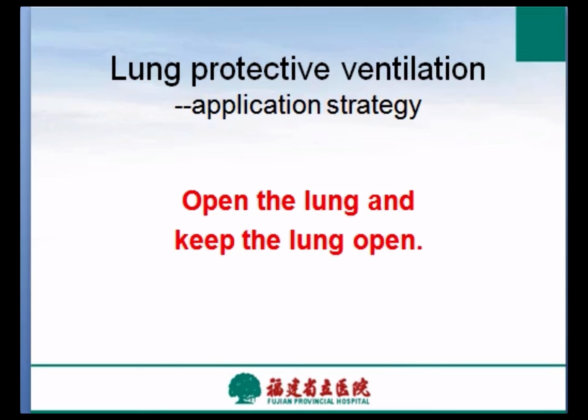non-protective ventilation, the application strategy is open the lung and keep the lung open.